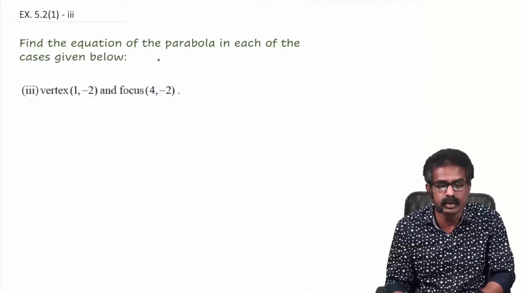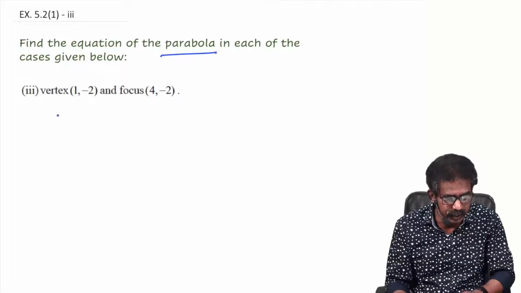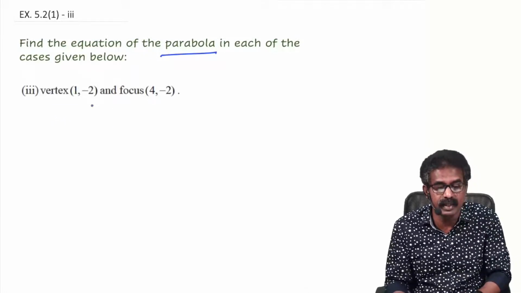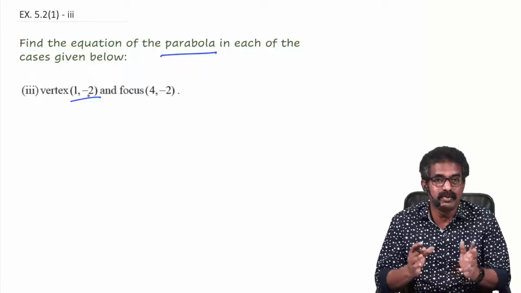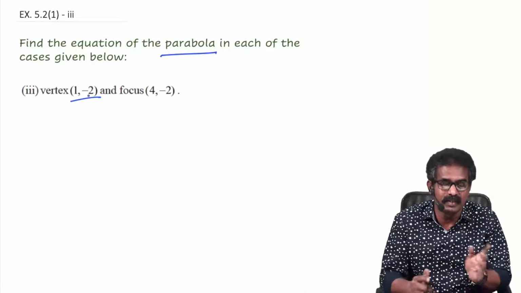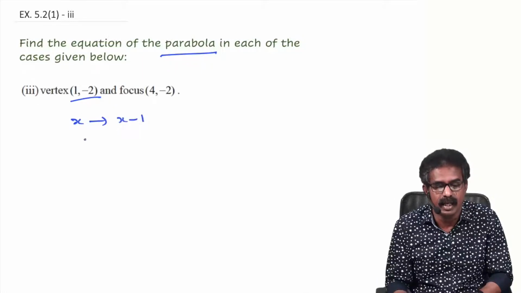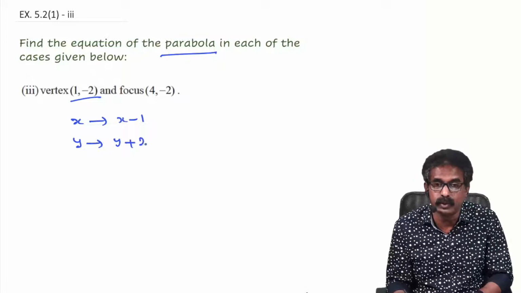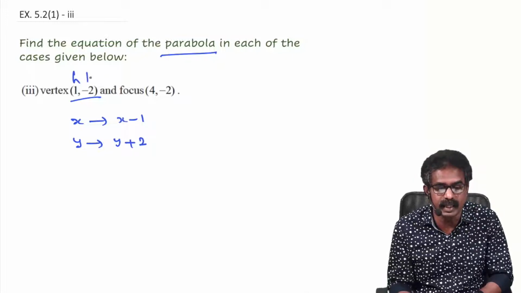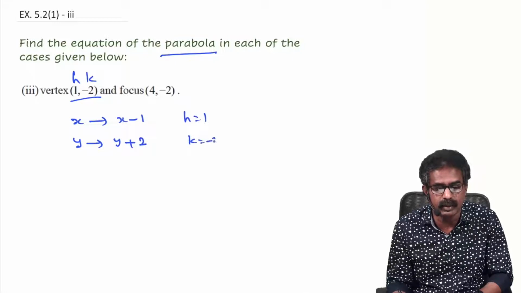Here again find the equation of parabola. Vertex given, right? Vertex given is 1 comma minus 2. Now itself you know vertex is not 0, 0. When the vertex is not 0, 0, you have to replace x by x minus h and y by y minus k, that is y minus minus 2, y plus 2. And here this is our h, k, right? So remember here h value 1 and k value minus 2.